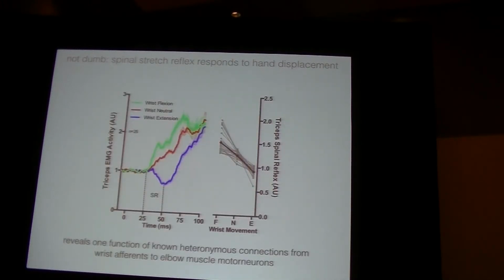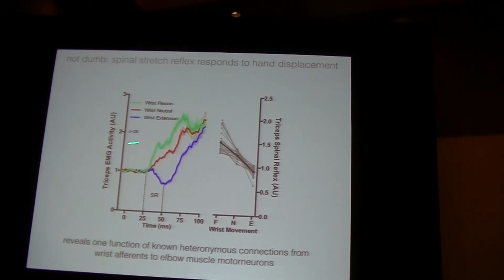And it turns out that in this context, the spinal stretch reflex is not dumb at all. It's actually showing a quite sophisticated pattern of activity. It's not responding to the local triceps. This is the triceps muscle. It's stretched the most for this blue trace, but it actually is even inhibited in that situation. It's stretched the least in this green case, but responds presumably because that's the situation where the hand is furthest from the target.